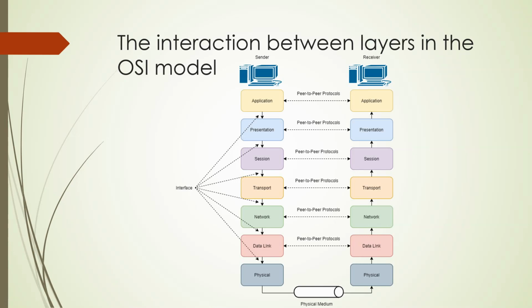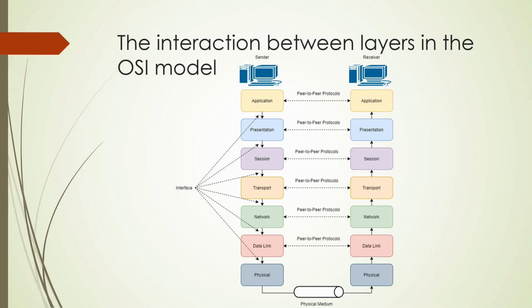Now every layer between the two communicating computers will use some protocols. So what are the protocols known as? They are known as peer-to-peer protocols. Now what are protocols? Protocols means a set of rules. Obviously, whenever a sender is trying to communicate with the receiver, we will use a set of rules to do that.